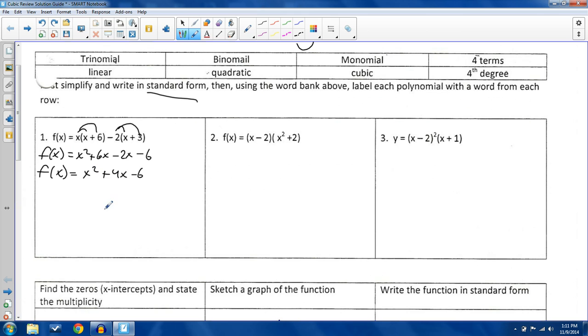This is 3 terms, so it is a trinomial. And the leading term is a square, so it's a quadratic. We call it a quadratic trinomial.